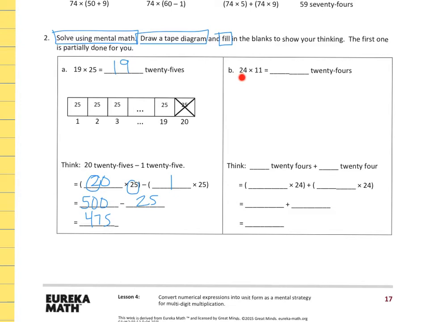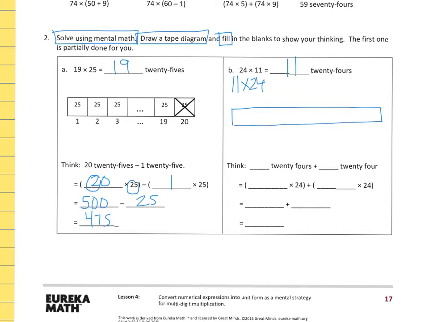The next one is 24 times 11. And they want to know, how many 24s do you have? So actually, we can rewrite this to represent 11 times 24. How many 24s do we have? Well, we have 11 24s. And let's think about, you know what? 11 is close to 10. So if we figured out what 10 times 24 is, then we can add just one more 24 to get the answer.